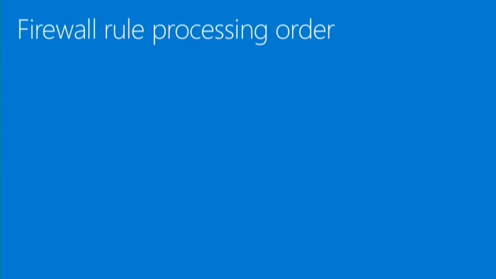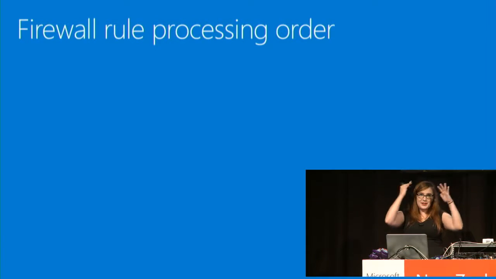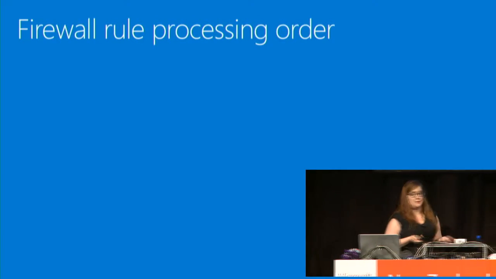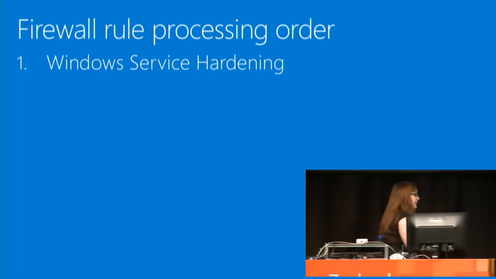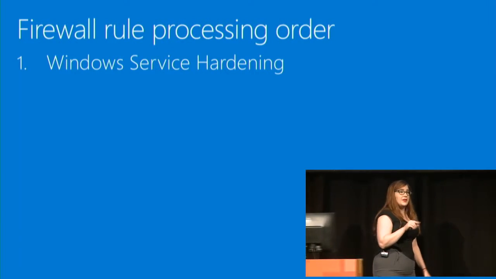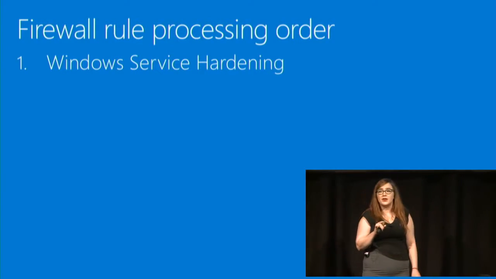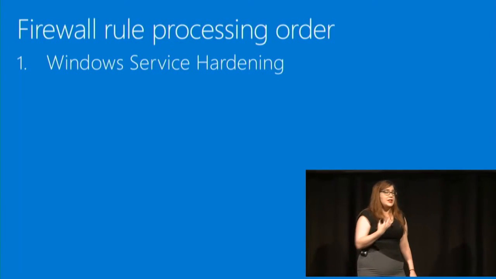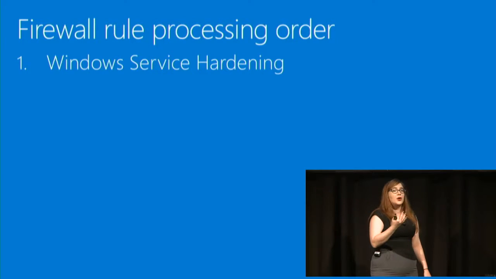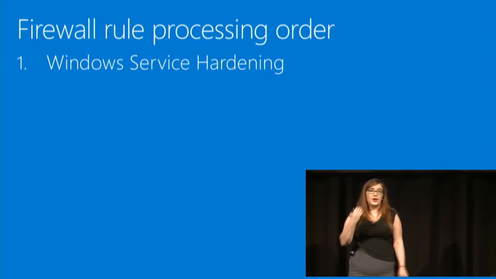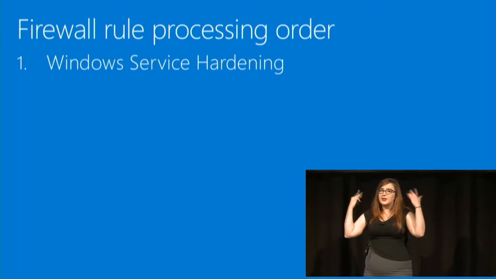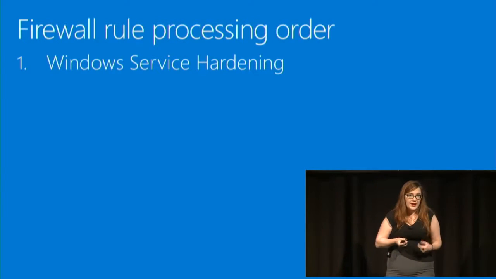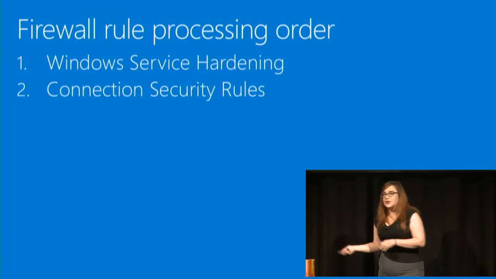So the processing order for this, how does it decide which packets to let in? First off, Windows service hardening gets processed. Now this is something not a lot of people know about, I don't think. Some of the services in Windows have already defined essentially firewall rules that they can only communicate on certain ports, protocols, or to certain places. So when that service starts up, it's got its own little built-in mental IP tables of sorts. And those always get processed first.